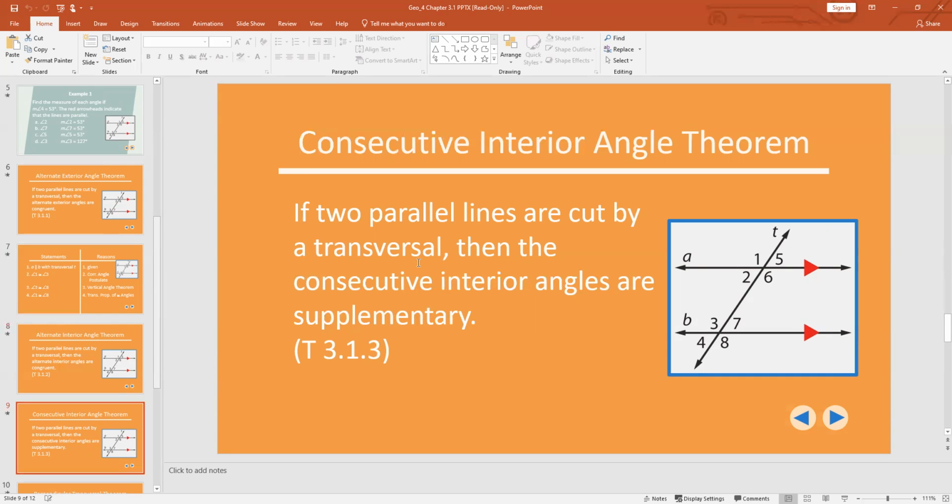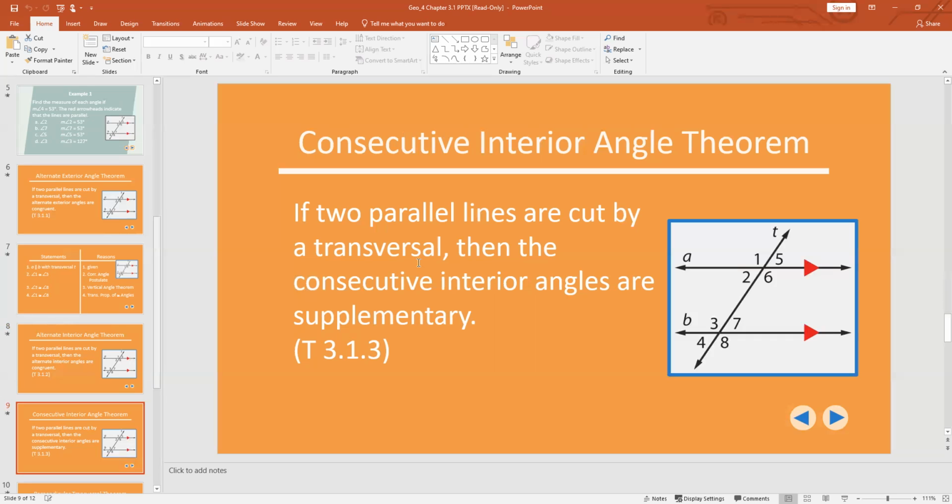All right, consecutive interior angle theorem. If two parallel lines are cut by a transversal, then the consecutive interior angles are supplementary. So what are the consecutive interior angles? Consecutive means they're on the same side of the transversal, and interior means they're inside your parallel lines. So 6 and 7 and 2 and 3. Exactly. So 2 and 3 are supplementary, which means they equal what?